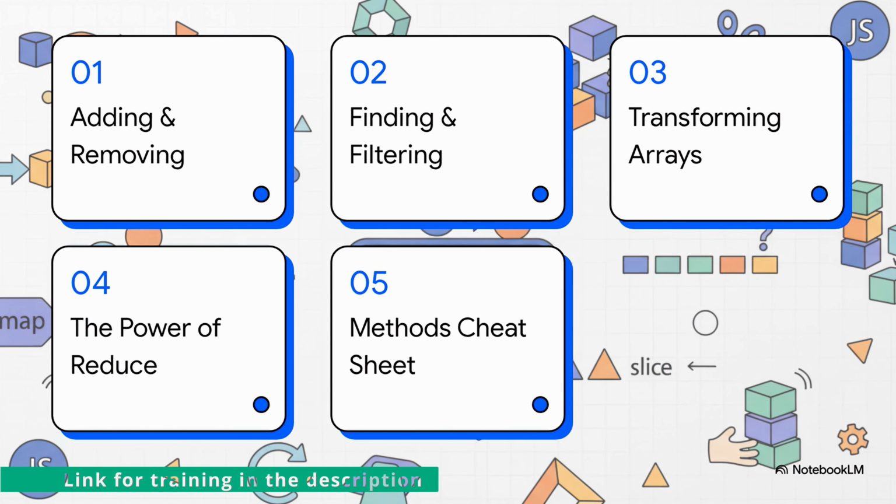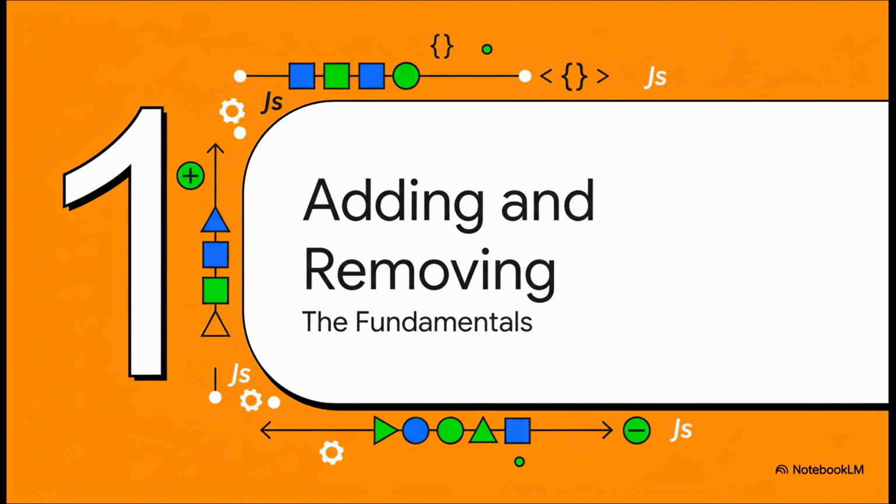So here's our game plan for today. We're going to start with the absolute fundamentals, adding and removing items. Then we'll level up to finding and filtering data. From there, we'll get to the really powerful stuff, transforming arrays, tackling the mighty reduce method, and we'll wrap it all up with a rapid-fire cheat sheet so you walk away armed with as many tools as we can possibly fit. First up, the operations you'll probably use every single day, just getting items into and out of your array.